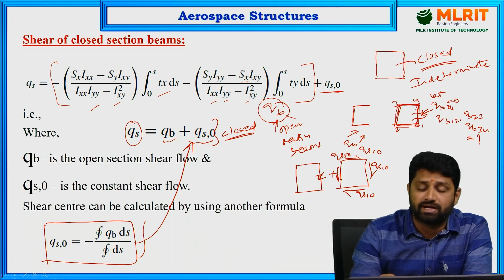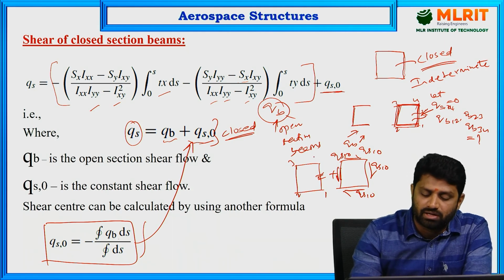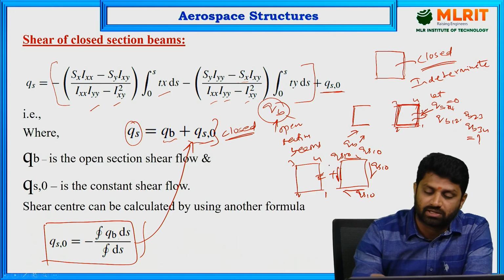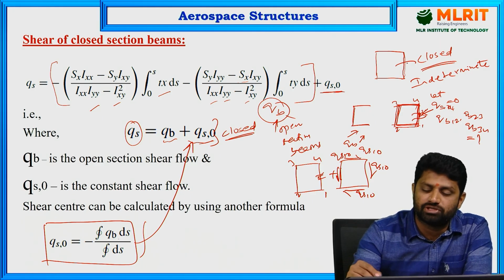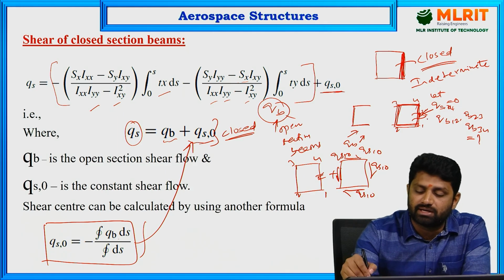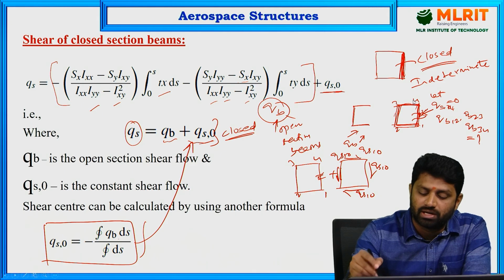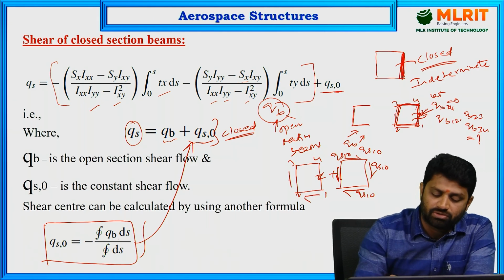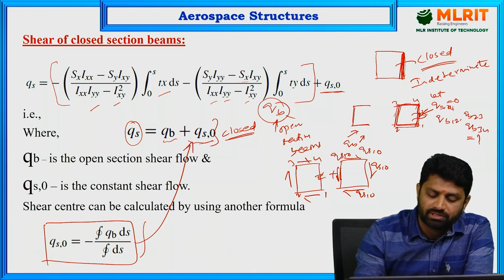Okay, why are we adding that? Because if we don't make a cut here in the closed section, there would have been some shear flow in this wall also. Okay, but what we are doing is making a cut, making it open, assuming it as 0, and calculating the rest of the shear flows, 1 to 2, 2 to 3, 3 to 4, by assuming this as open.